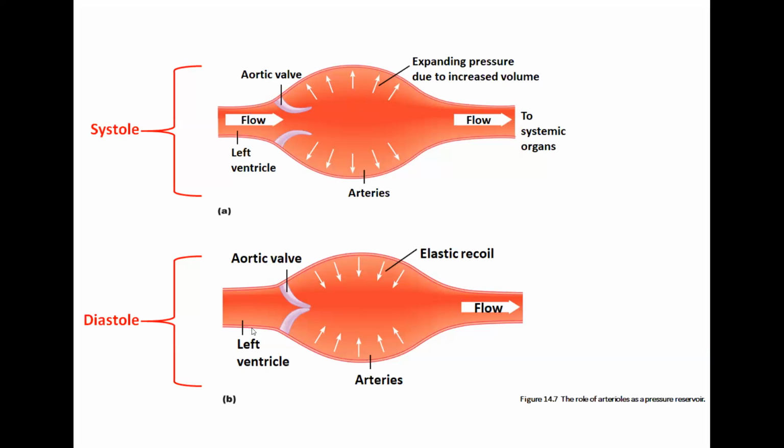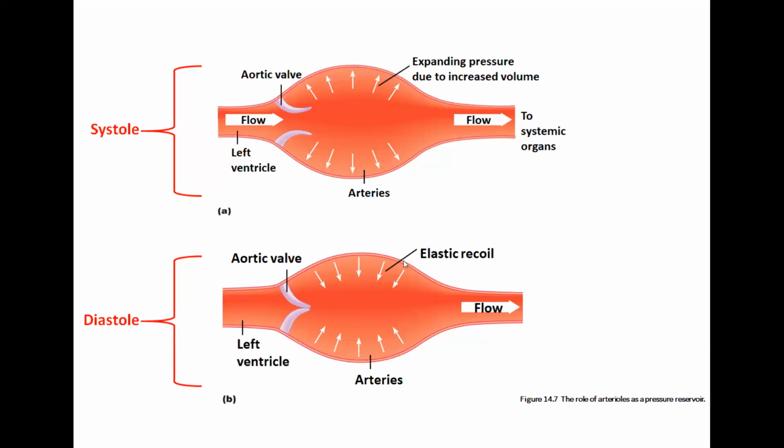Then during diastole, our left ventricle becomes a low pressure system. So blood would want to backflow, but as it backflows, it catches on the edge of the aortic valve, which shuts the aortic valve. So blood cannot move back towards the left ventricle. That means that the blood has to go the other direction. But we know that blood only flows from high pressure to low pressure, right? Like that's how we get movement.